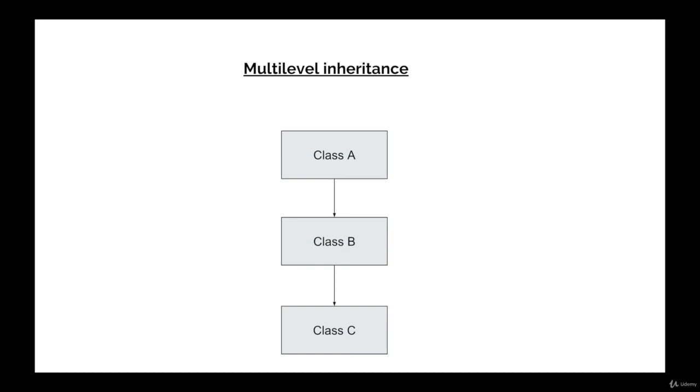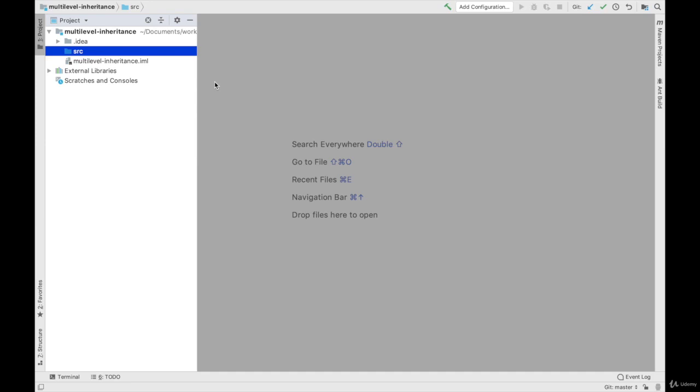We have class C, which extends class B, and class B, which extends class A. So A is the parent of class B, and class C indirectly inherits the properties of class A. So from class C you can call methods and variables of the A class. Let me show you this with an example.